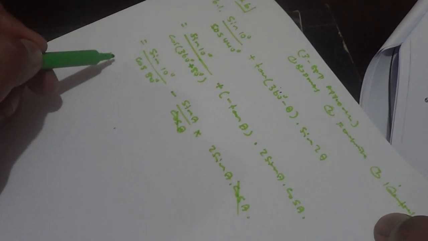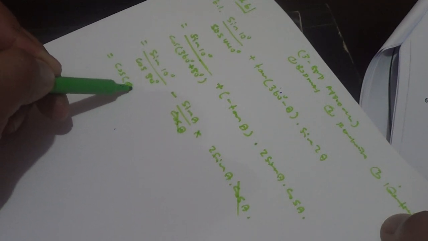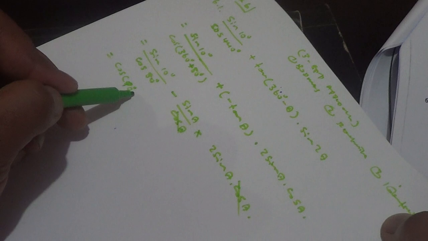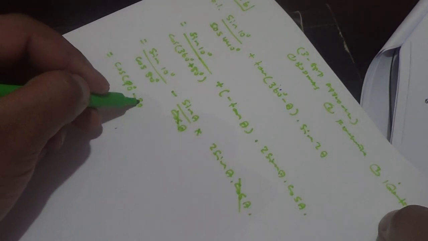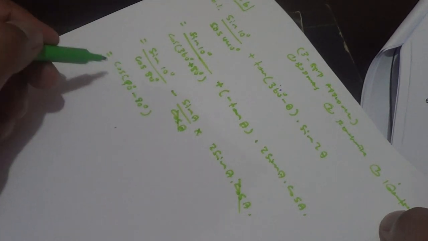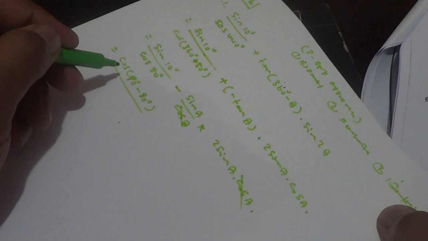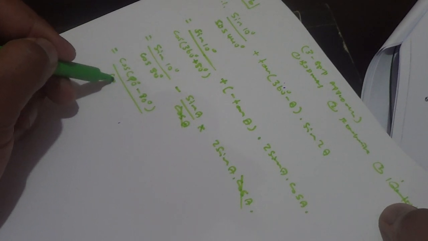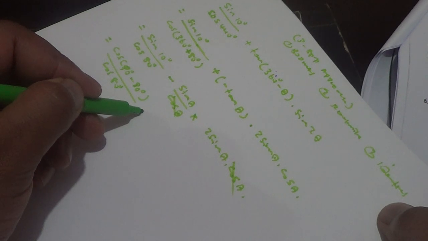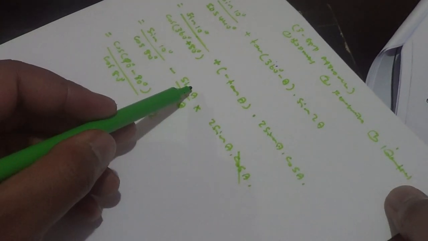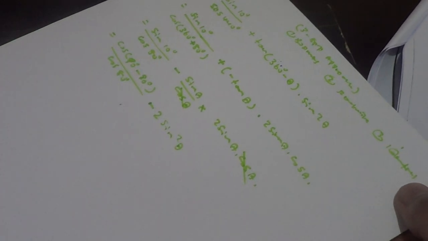I know that sine of 10 degrees is the same as cos of 90 degrees minus 10, you use cofunctions, which is 80. Which is the same as cos of 80 degrees over here. Minus 2. Now sine times sine is going to be sine squared theta.